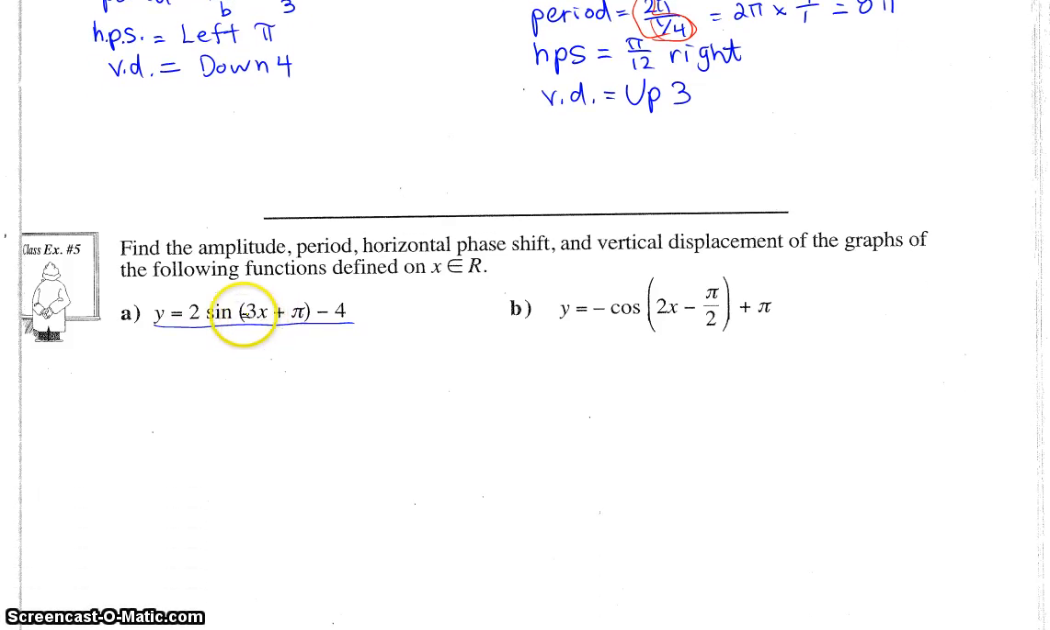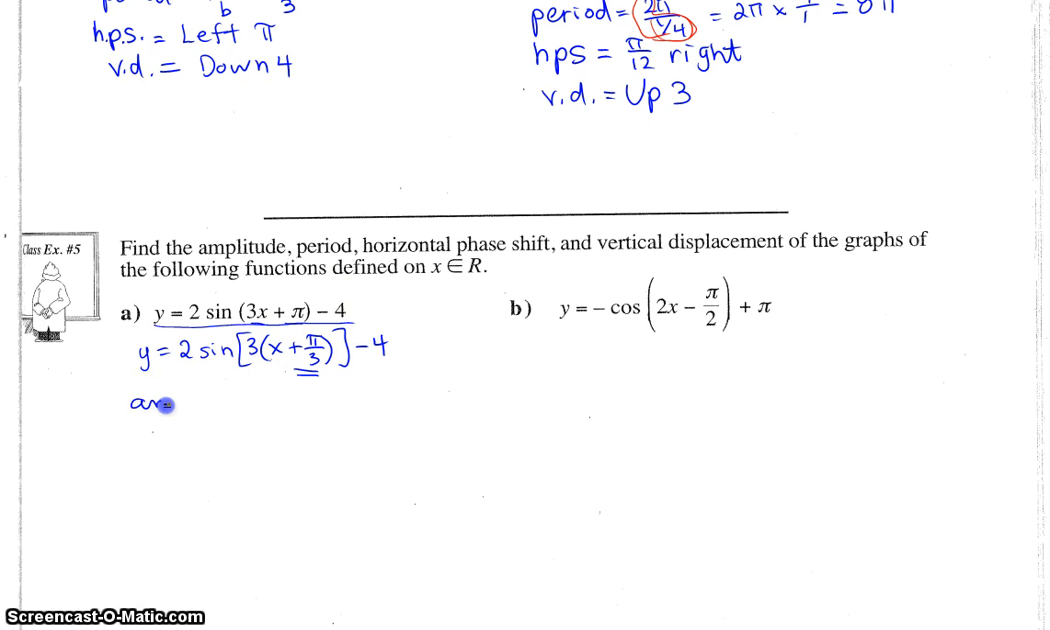When you have this number, the horizontal stretch, immediately in front of the x, then this part is not the true horizontal translation. So you need to, first of all, before we do anything, factor that 3 out of both terms. So when you factor it out, you're dividing it out, which means you'll have pi over 3 and then minus 4. And there we go. Good. Now we can actually see what our horizontal phase shift would be. Before we would have thought left pi, but we'd be wrong.